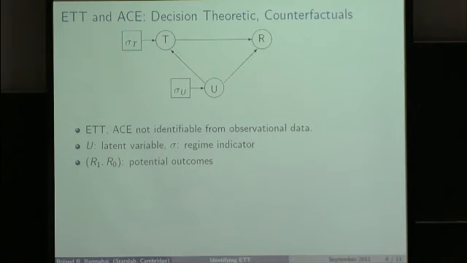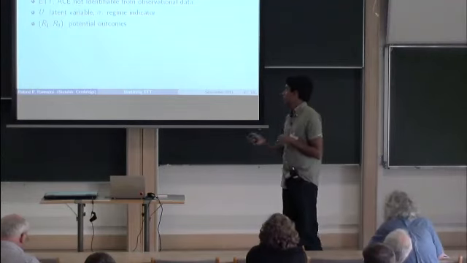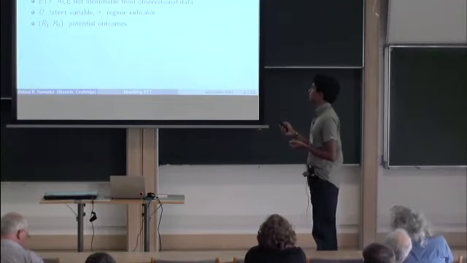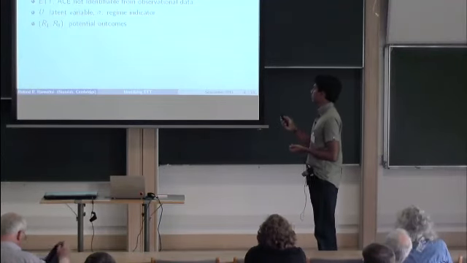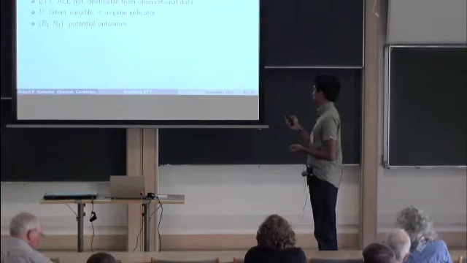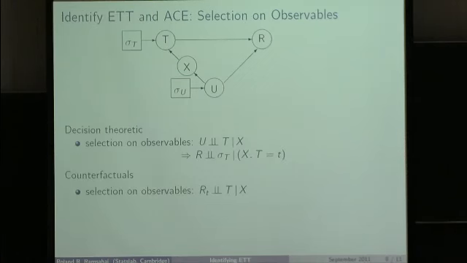In the counterfactual framework, the model usually considers the potential outcomes instead of the unobserved confounders, and the vector of potential outcomes represents the characteristics of various units. So I'll look at various conditions to identify ETT from observational data or a cohort study. One common example is selection on observables, which means U doesn't directly affect T except through X, and this implies that R is independent of the regime given X and T.